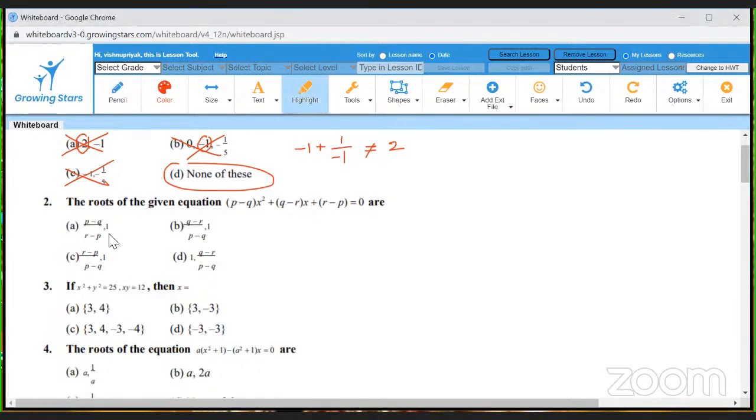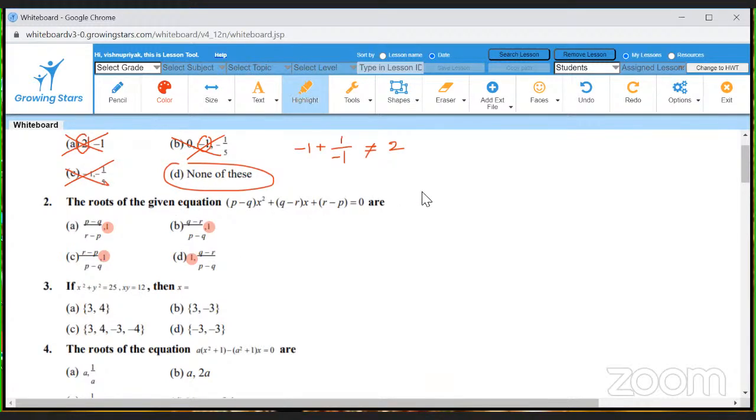So actually 1 is common in all the options, so you can't check 1. Instead of that, you can check other things. You can put other things and check, or you can do it the long way also. What is the long way?